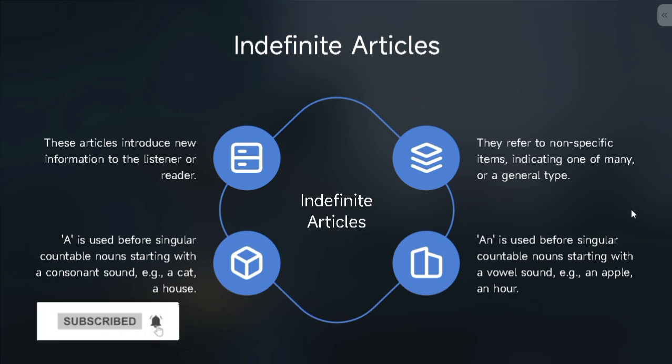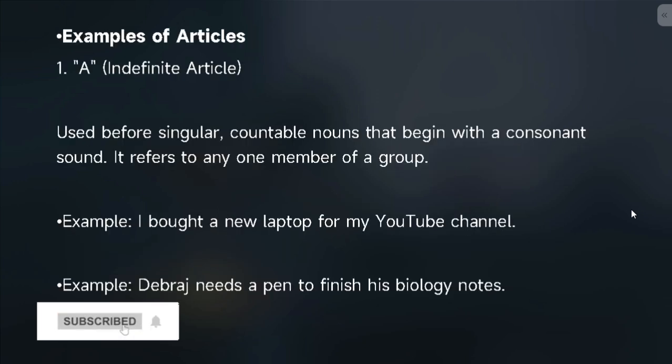An is used before a singular countable noun where there is a vowel sound, like an apple, an r. So it's more of a vowel sound. You have to remember one thing very clearly: whenever a vowel sound is involved, it will be prefixed with an, and on the rest of the occasions it will be a.